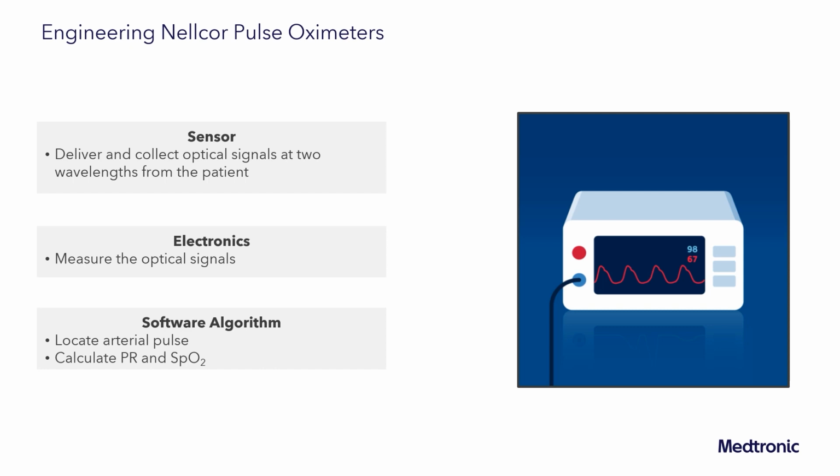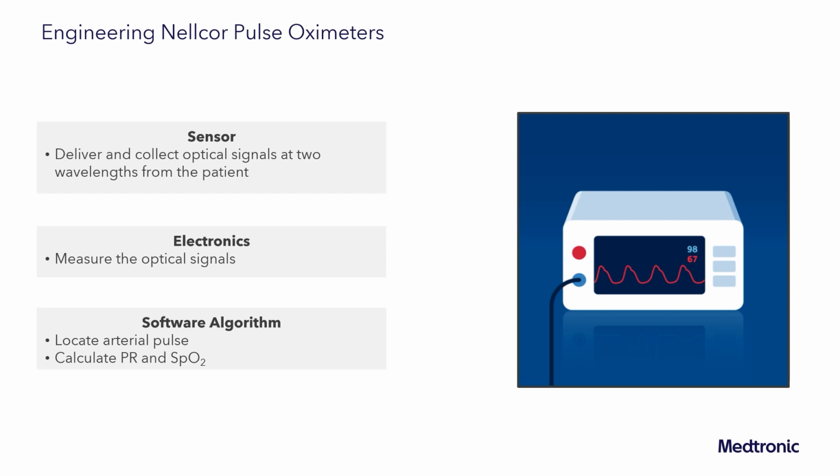If we walk through that system, the sensor needs to deliver these optical signals, so the 2 wavelengths. It needs to deliver that light into the patient and then collect that light as well from the patient. It needs to also send those signals to the electronics, where the electronics can measure those optical signals and convert them into something that the software and algorithm can understand.